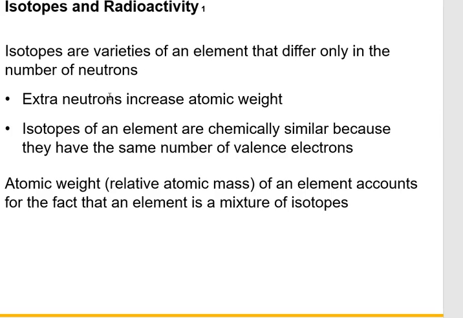So if you add more neutrons, each one weighs 1, and so it's going to increase the atomic weight. If you take neutrons away, then you're going to have a lighter atom. So they are still chemically similar because they have the same number of valence electrons. And they're going to keep their identity because they have the same number of protons. So the valence electrons don't change in an isotope, nor does the number of protons, the number of positive charges. So those don't change.